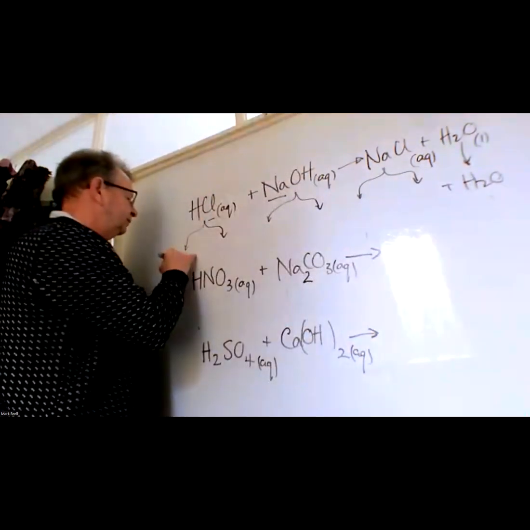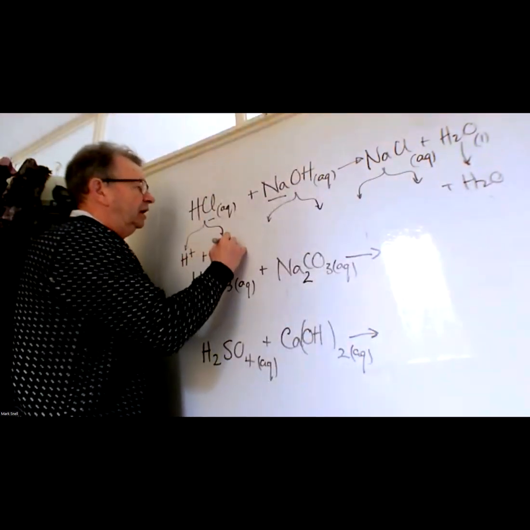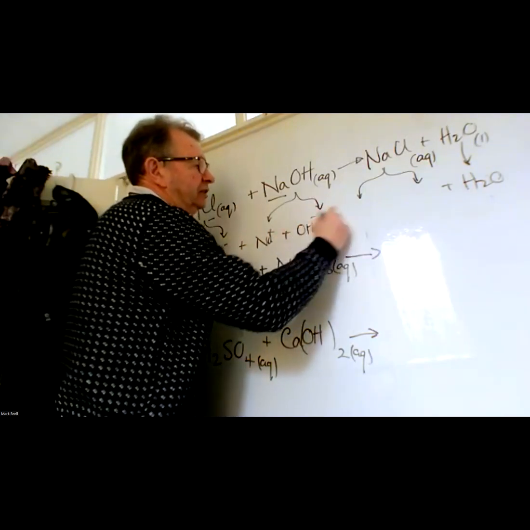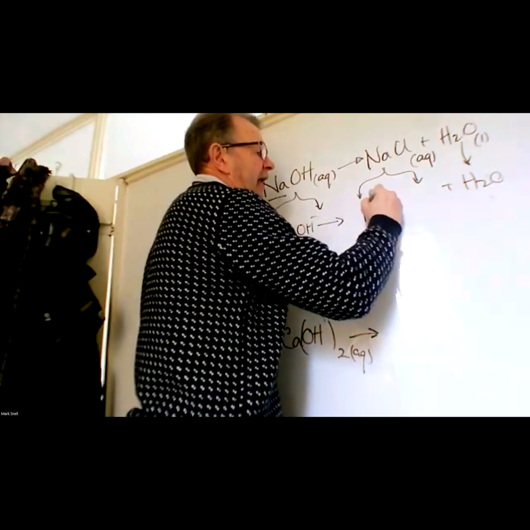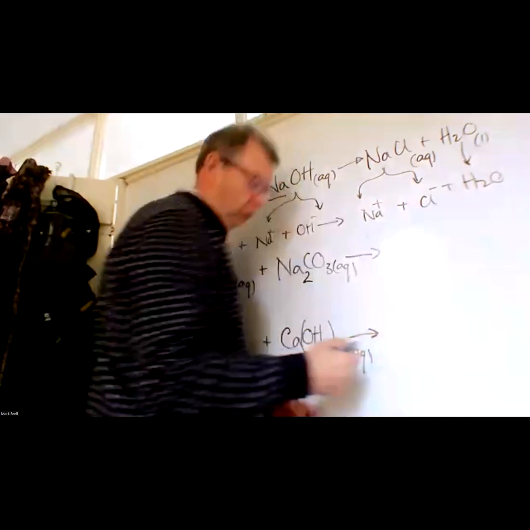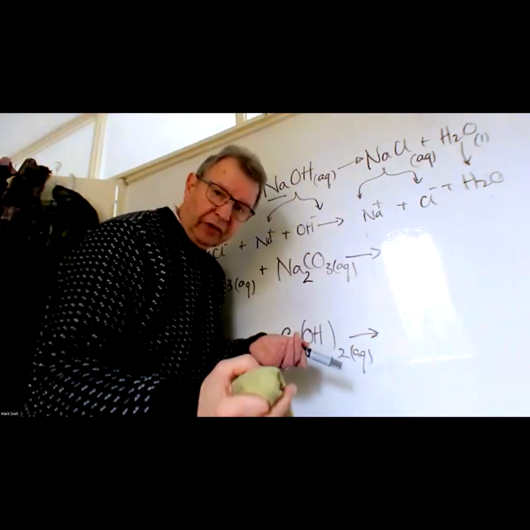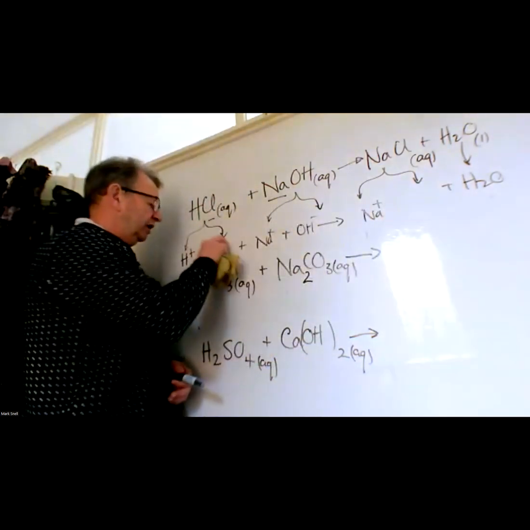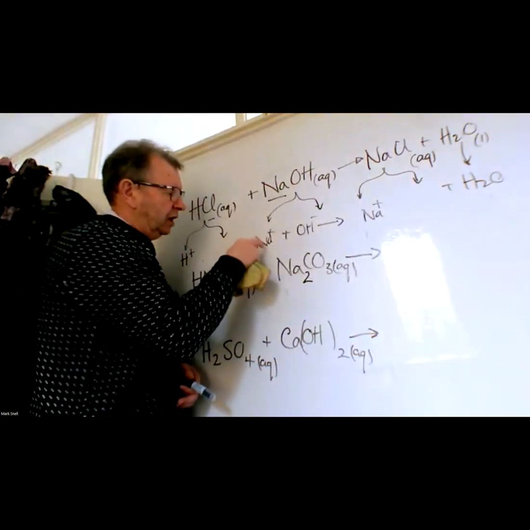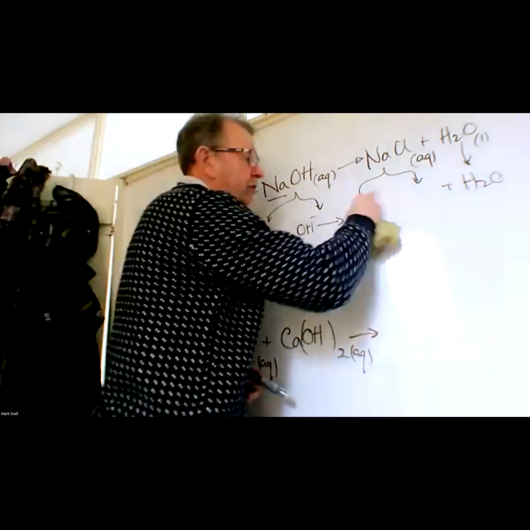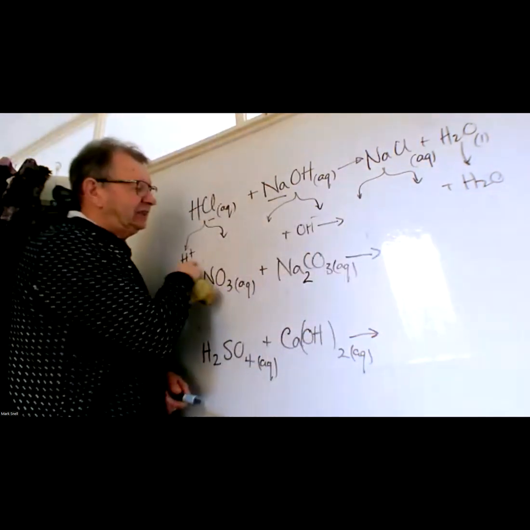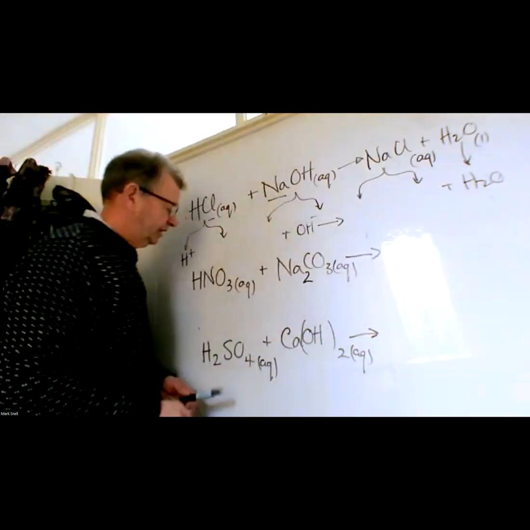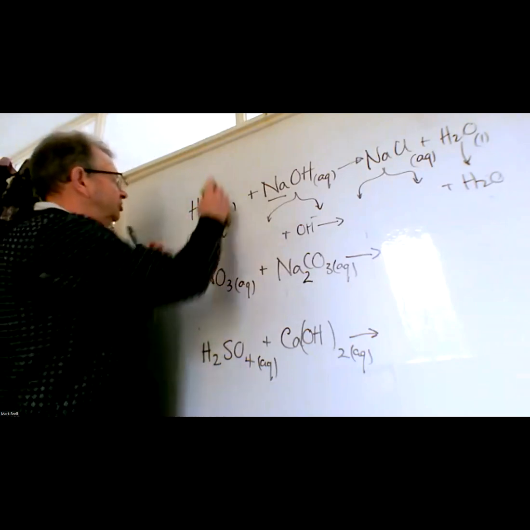So this is going to split into H plus and Cl minus, and Na plus and OH minus, and that's going to make Na plus and Cl minus and water. And then we can do the cancelling. I've got a chloride here and a chloride here. I've got a sodium ion here and a sodium ion here, and therefore H plus plus OH minus gives H2O as the ionic equation. Simple. I'll just get that out of the way.